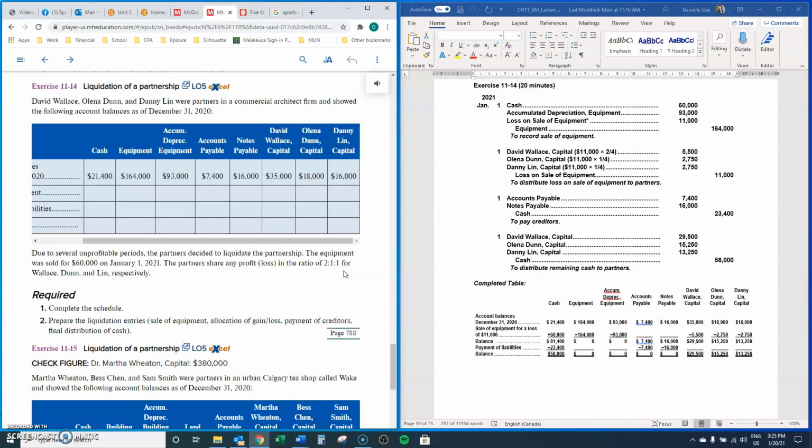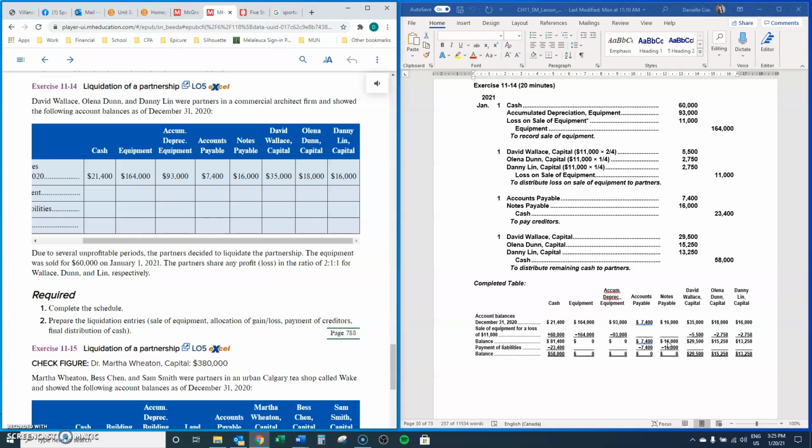It's easy to do, but if you were doing a different one on a calculator that wasn't so easy, it's bracket 2 divided by 4, then the right bracket. So you're multiplying the 11,000 times 2/4. Then you're multiplying the 11,000 by 1/4 to get the other 2 amounts here. So the loss is covered from all the 3 partners' capital accounts. Then we have our new balance.